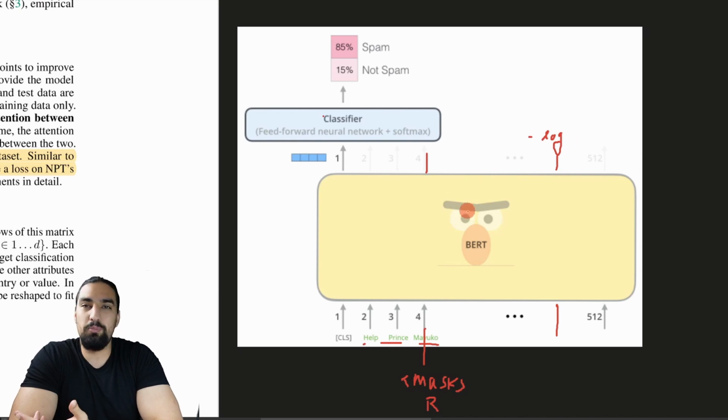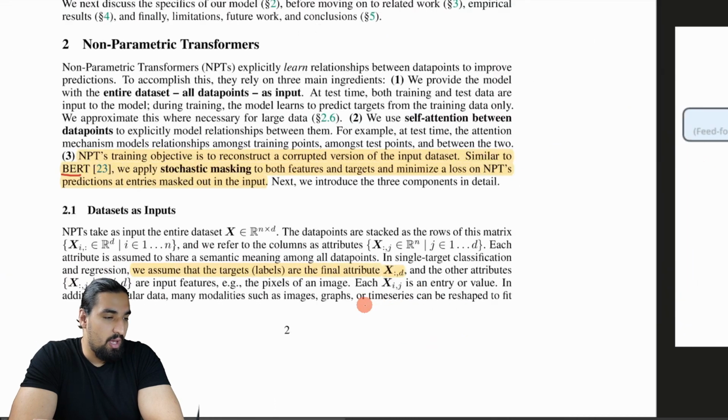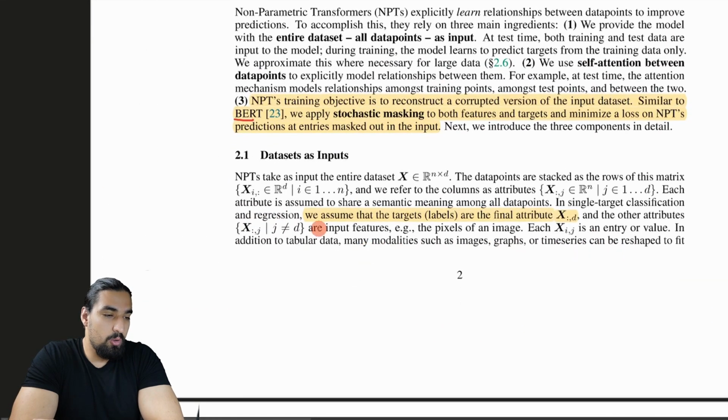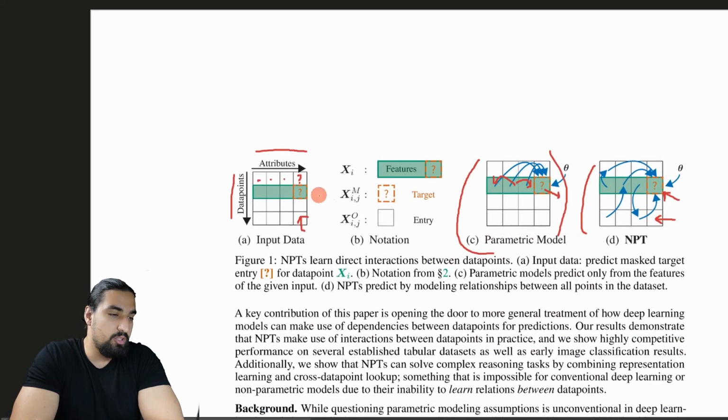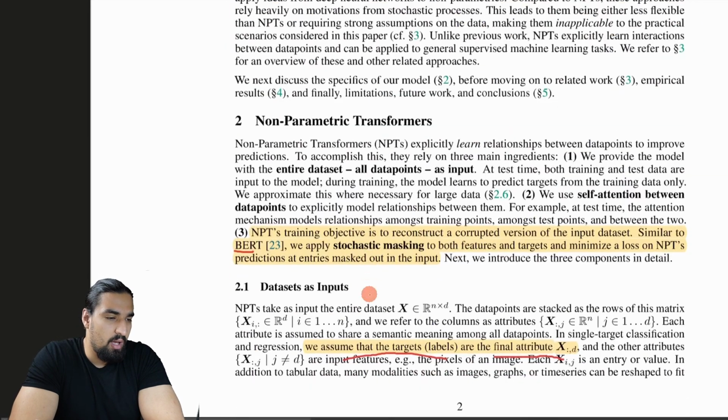So it's a self-supervised way of training, and for those of you who know how BERT works, I'm just ignoring for the time being the part of next sentence prediction and focusing on these, because that's the part that's really similar in MPTs. They're doing pretty much the same thing as BERT. Okay. So they also assume, as I said, that the targets are the final attribute of this table. So as I said, they're going to mask out these values, and they're going to try to predict those values. But they're also going to mask out some of the attributes as well.